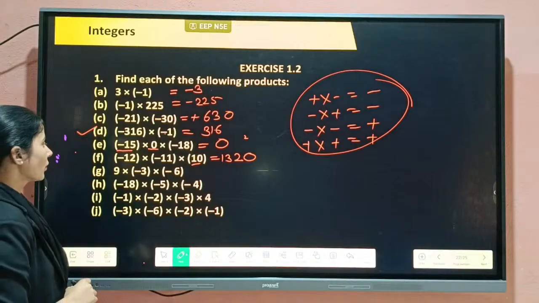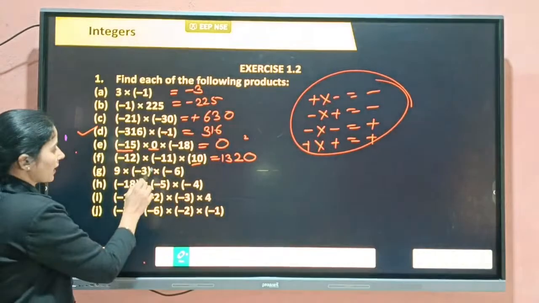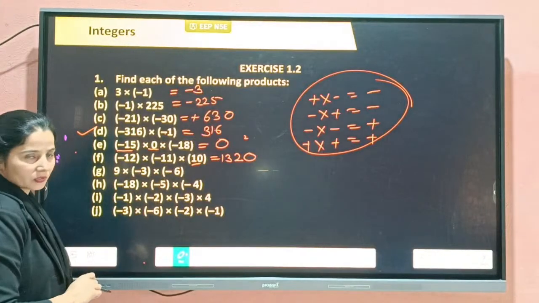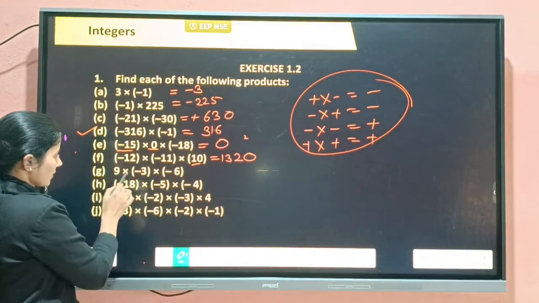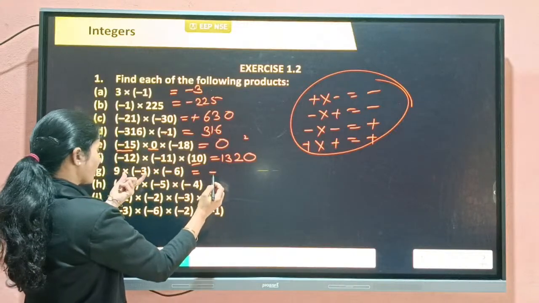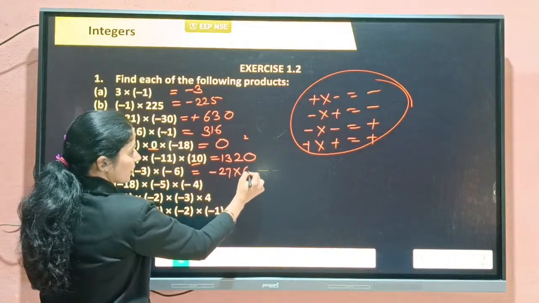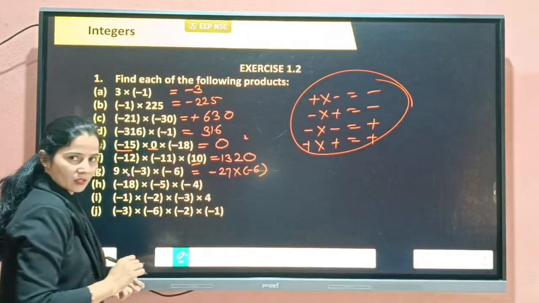This is your product. 9 is multiplied with minus 3 and then minus 6. Plus minus, your answer should be minus. 9 threes are 27. Then it is further multiplied with minus 6.